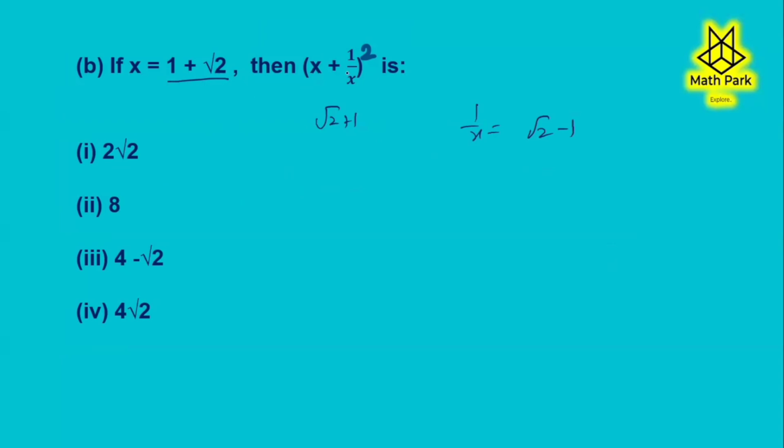So if you have to find the square of this, root 2 plus 1 plus root 2 minus 1, and then the square of this. So 1 and 1 gone. We have root 2 plus root 2 is 2 root 2, square, which is 2 square is 4 and root 2 square is 2. 4 times 2, it is 8 is the correct option.